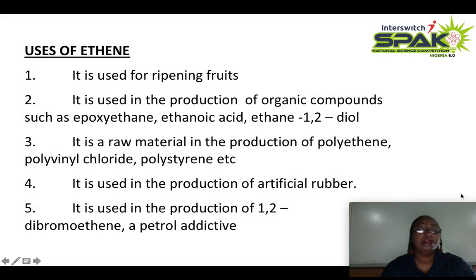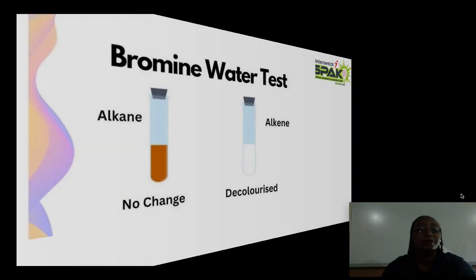Uses of ethene: it is used for ripening fruits, used in the production of organic compounds such as epoxyethane and ethanoic acid, is the raw material in production of polyethylene, polyvinyl chloride, that's your PVC, and polystyrene, is used in the production of artificial rubber, and also in dibromoethane, a petrol additive.